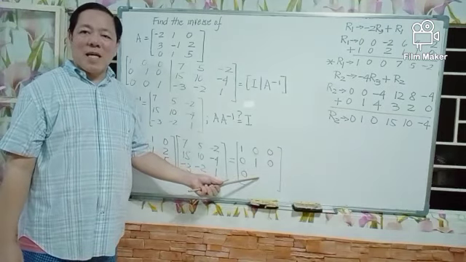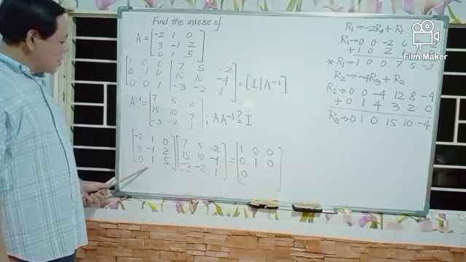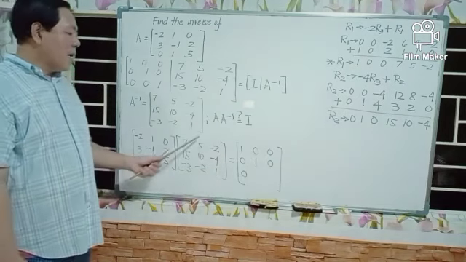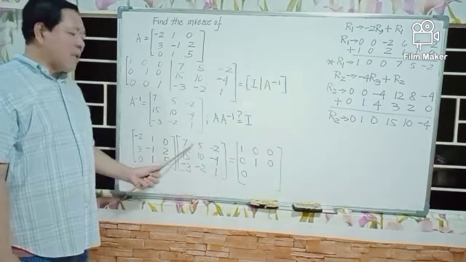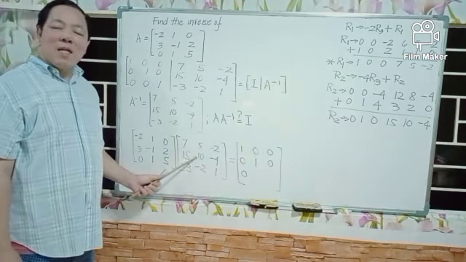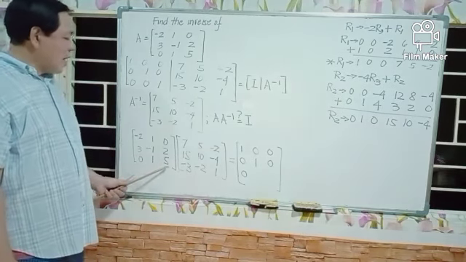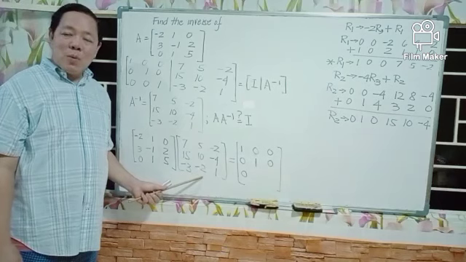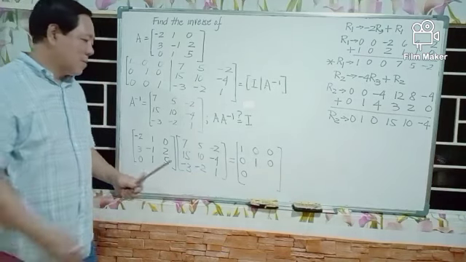The entry here in the third row, second column is obtained by multiplying the third row by the second column of the second matrix. 0 multiplied by 5 is 0 plus 1 multiplied by 10 is 10. 0 plus 10 is 10. Plus 5 multiplied by minus 2 is negative 10. We have 10 minus 10 is 0.